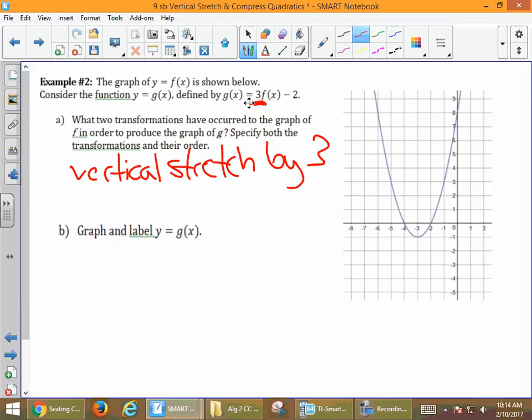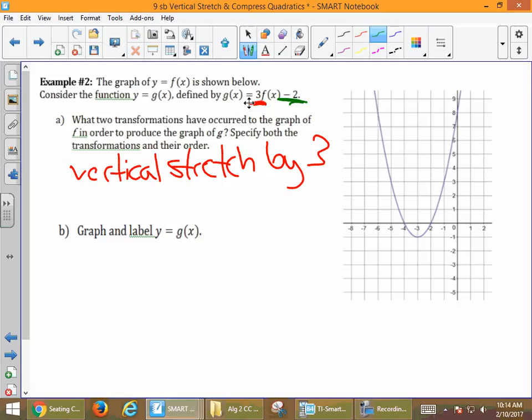The second transformation is one that we talked about, and it should have been one of our first transformations. And it comes from this negative 2 on the outside of the function, or outside the parentheses of the function. And so when we see minus a number on the outside of the function, what type of transformation is that going to represent?